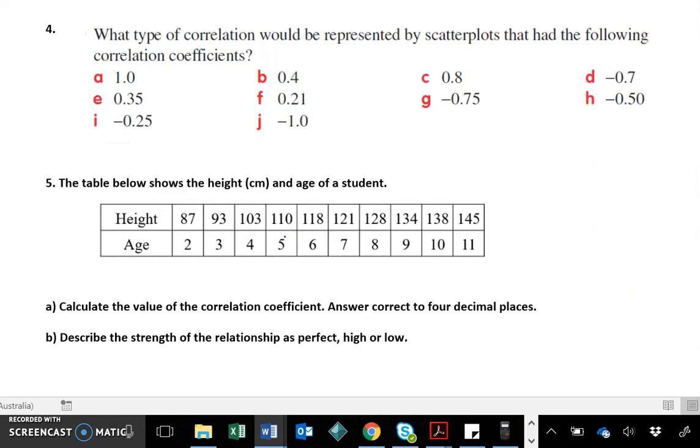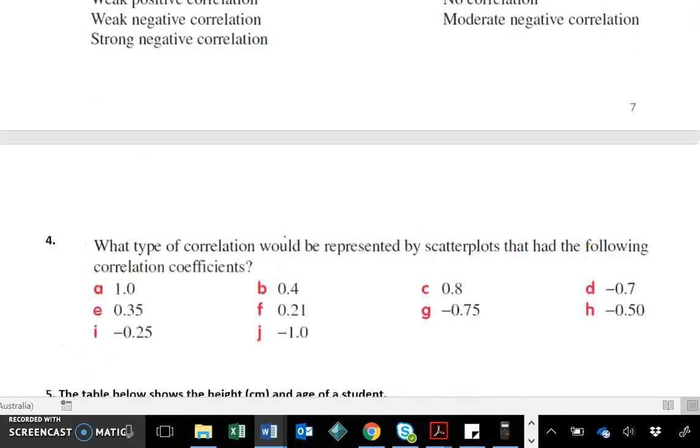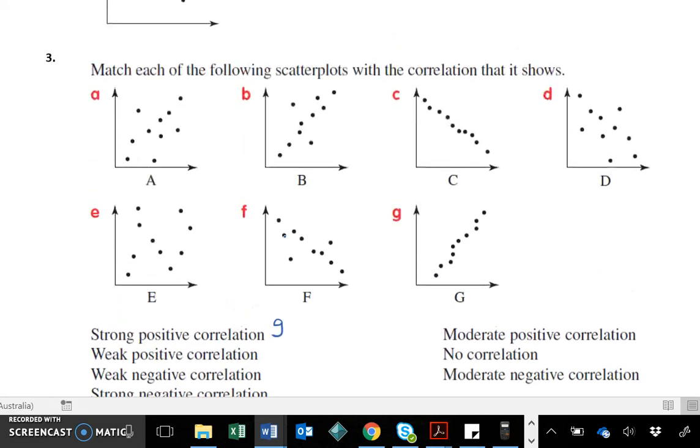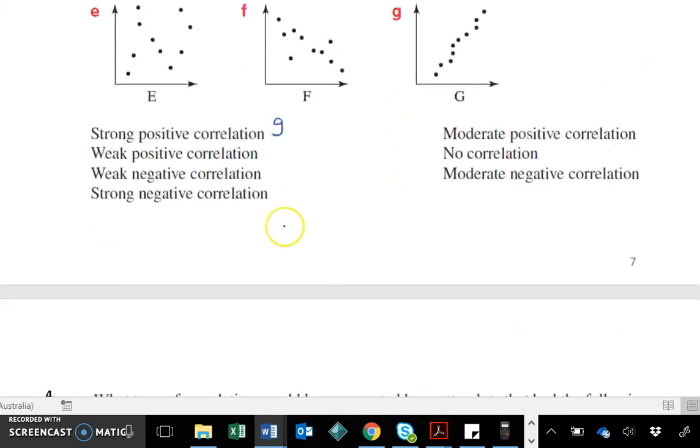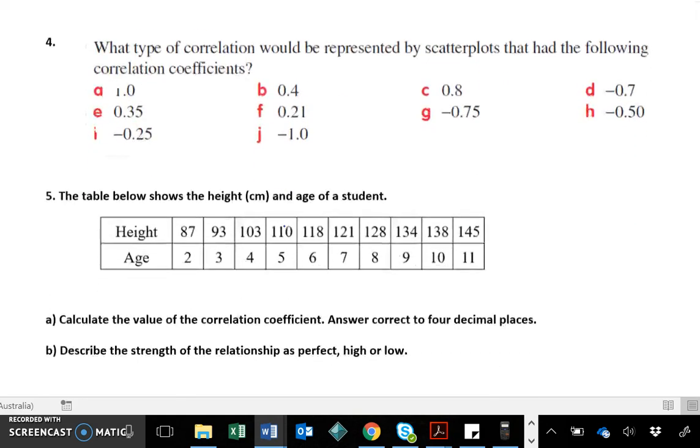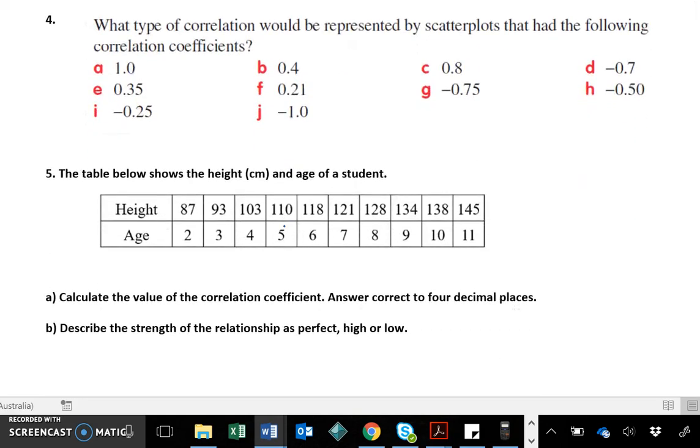And then these ones here, number 4, it says, what type of correlation would be represented by scatter plots that had the following correlation coefficients? So it's asking you now to go backwards. In the question up here, they gave us pictures and we needed to match them with the descriptive words. This time, they're giving us just a value. So we know if it's 1, we would say that is strong positive.